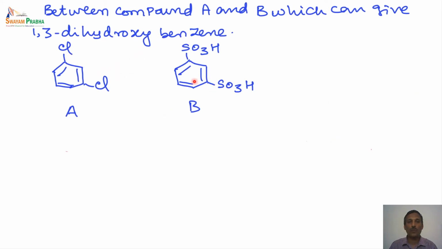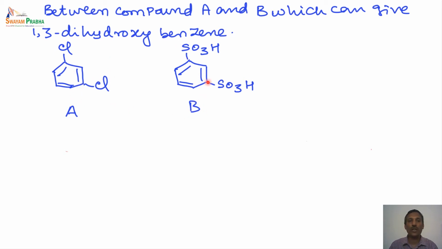Now we have two compounds which are both meta disubstituted compounds. Here we have the dichloro derivative, here we have a disulfonic acid derivative. Now our job is to find out between A and B which one will give 1,3-dihydroxybenzene.